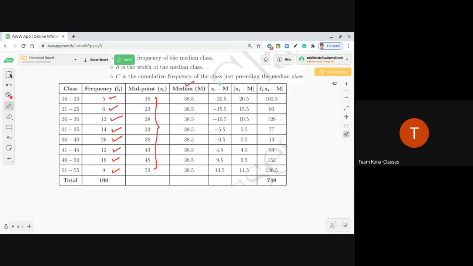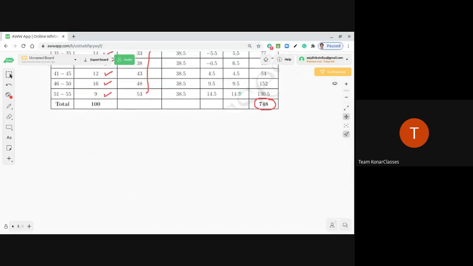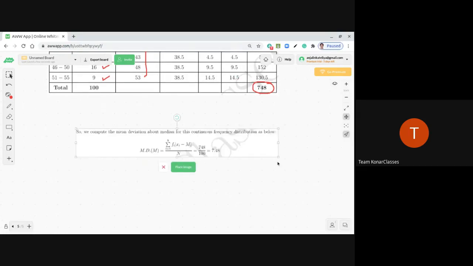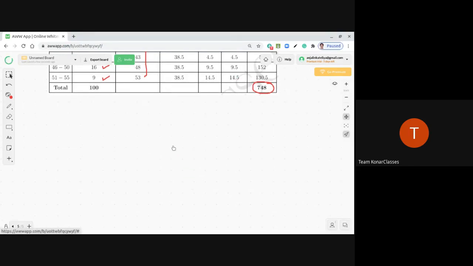Then you need to find xi minus M, then the absolute value of xi minus M, then fi times the absolute value of xi minus M, and then the summation is 748. I am not explaining in detail, dear students, because we have done similar things many times. Now we need to compute the mean deviation about median. That is quite straightforward. It should be 748 by 100 in context to the question, right? So this is the way we compute the mean deviation about median.